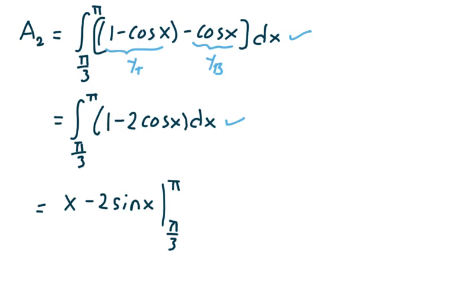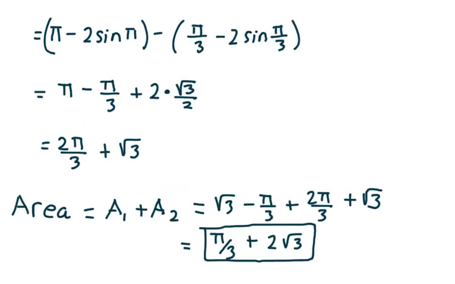And then when I plug in, I get pi minus 2 sine pi minus the quantity pi over 3 minus 2 sine of pi over 3. And if I go further, remember sine of pi is 0. And so this is pi minus pi over 3, distributing that negative, plus 2 times square root of 3 over 2. The 2's cancel, and we get 2 pi over 3 plus the square root of 3.